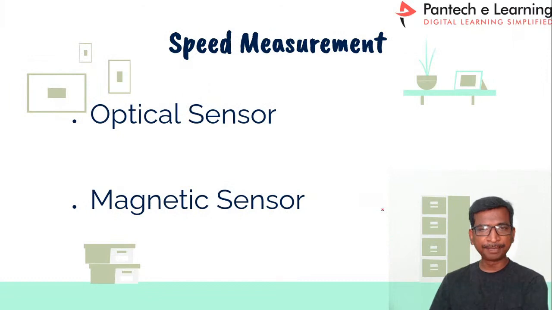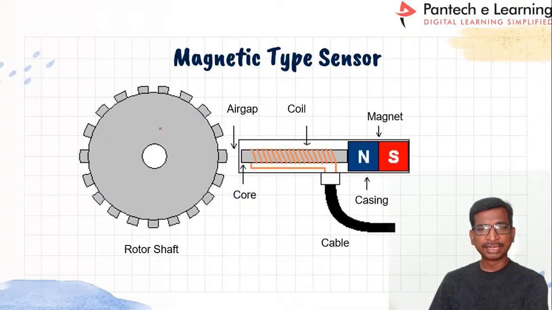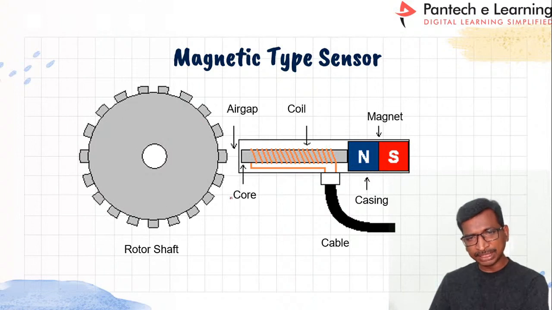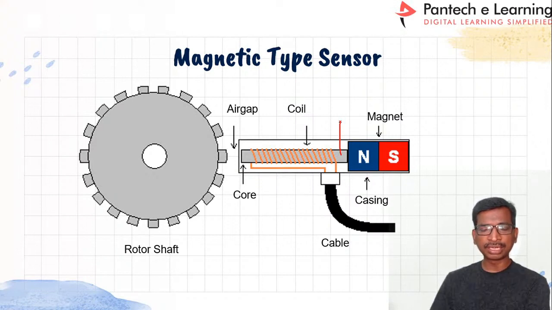First, the second part is the speed measurement. For the speed measurement, there are two major methodologies. One is called optical sensors and another one is called magnetic sensor. See here, this is the magnetic type sensor. The magnetic type sensor is nothing but, there will be a core, that is called an iron core, and over the core the coil will be mounted. So here we can take the output.